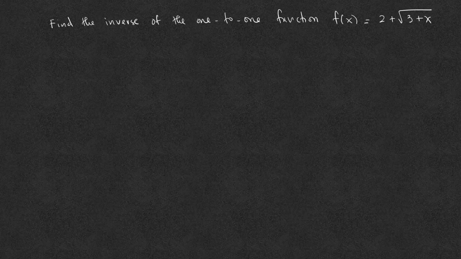Find the inverse of the one-to-one function f of x equals 2 plus the square root of 3 plus x. Remember that we can only find the inverse of a one-to-one function. The first thing we'll do is let y equal f of x so that we don't work with a cumbersome expression f of x. This is y equals 2 plus the square root of 3 plus x.